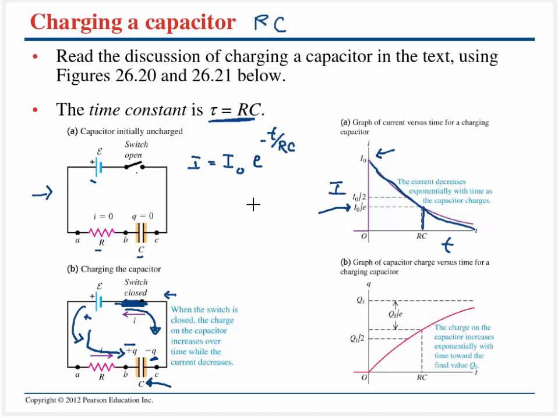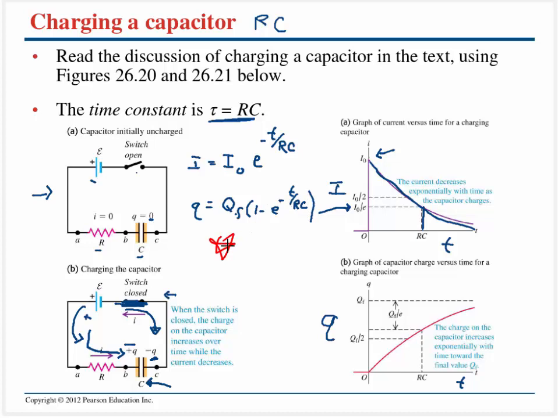We can also take a look at what the charge is on a capacitor. So here we're going to have the charge as a function of time, and obviously it's going to start off with zero charge and it's going to build up to some final charge where no current is going to flow anymore. So we can write that charge to be equal to its final charge times 1 minus e to the negative t divided by RC.